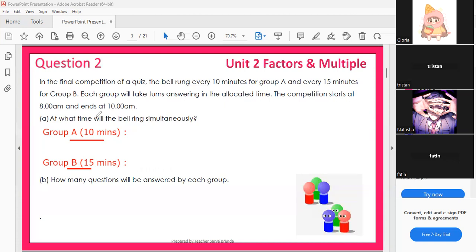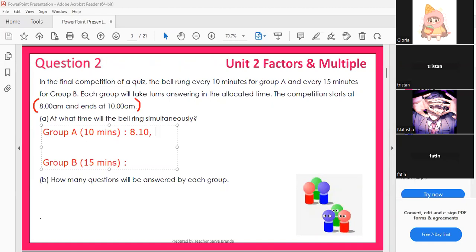The competition starts at 8 a.m. and ends at 10. So now you have a time frame here. And literally what you can do if you really don't understand so much, you actually just list them out. So if it starts at 8 o'clock and it's for group A, what time will the first bell ring for group A? Can you put that in chat, some of you? What time will the first bell ring for group A? 8:10. Yes, exactly.